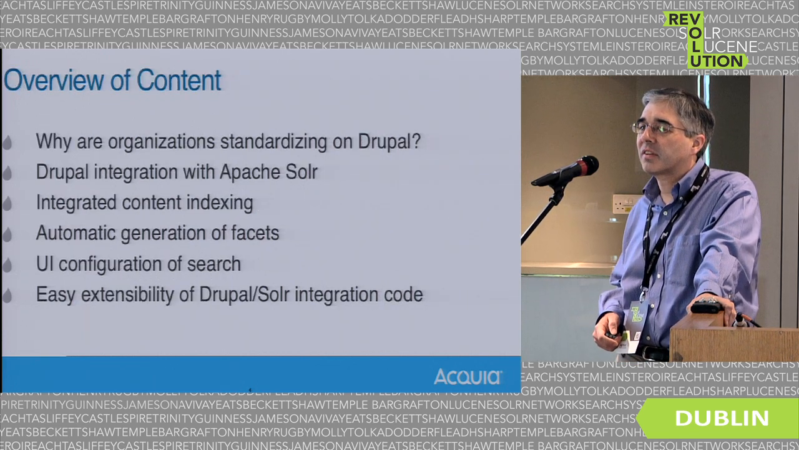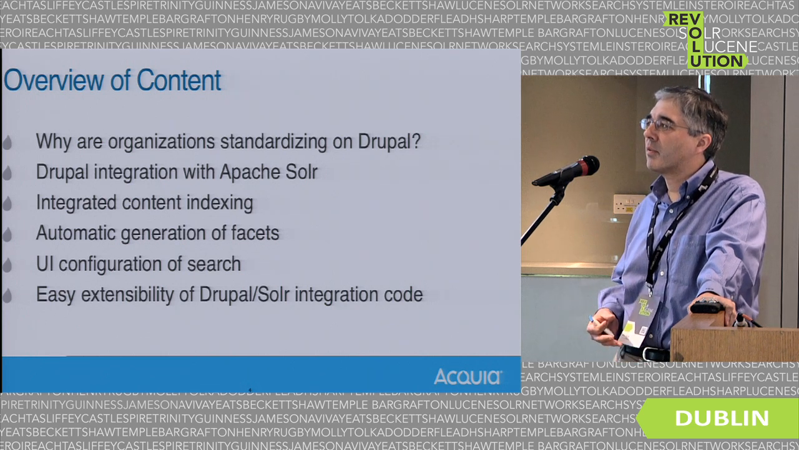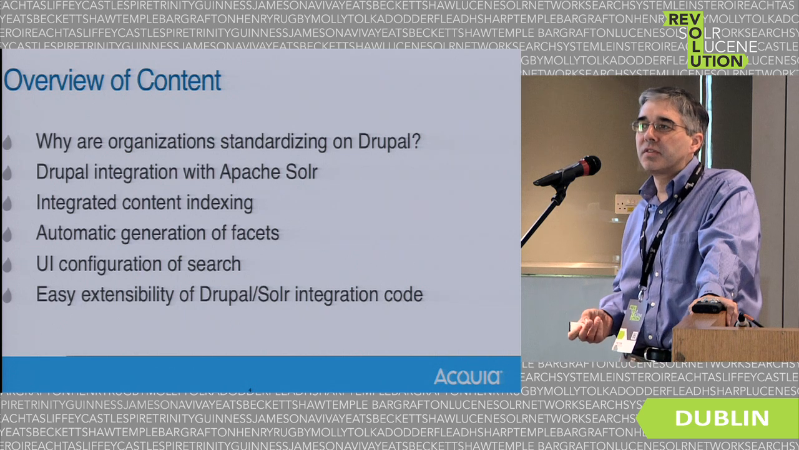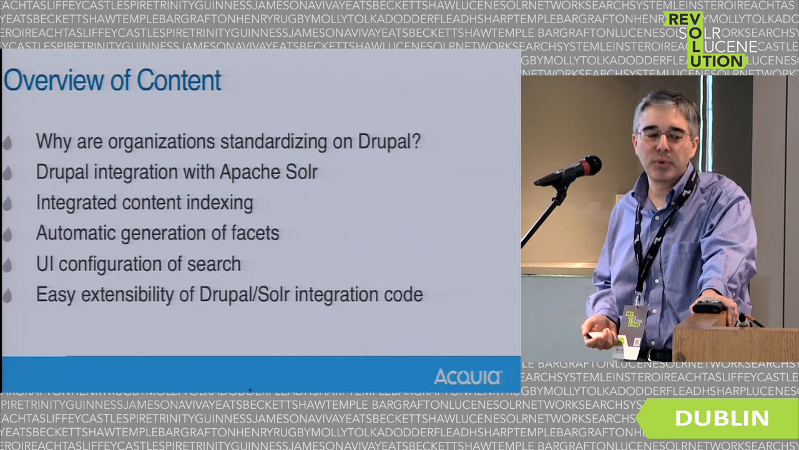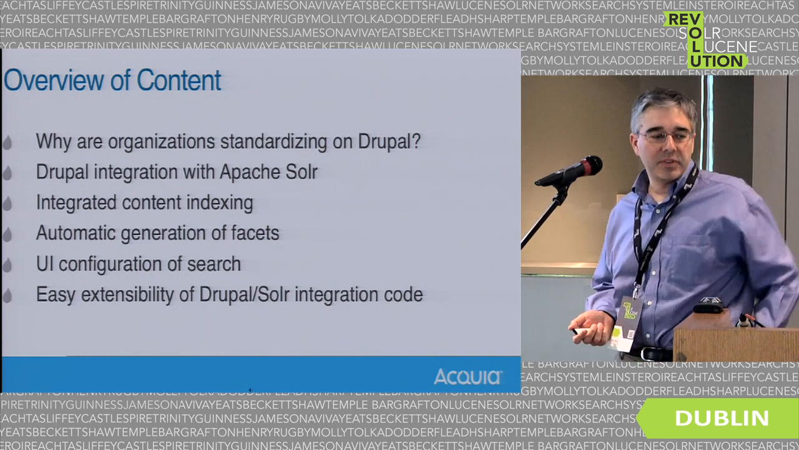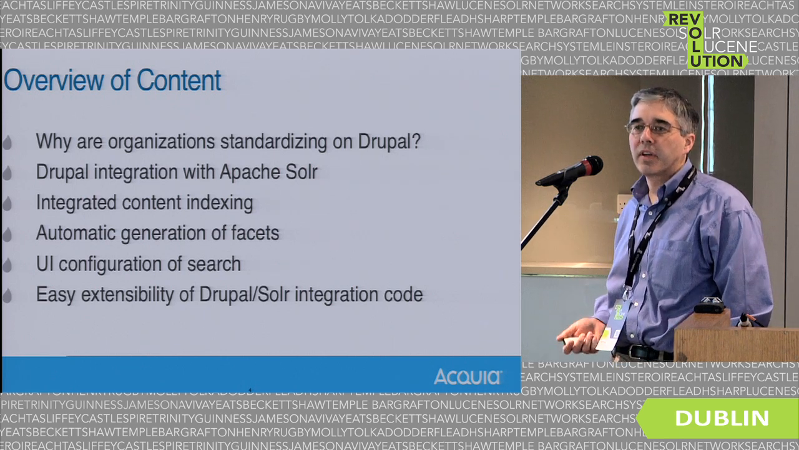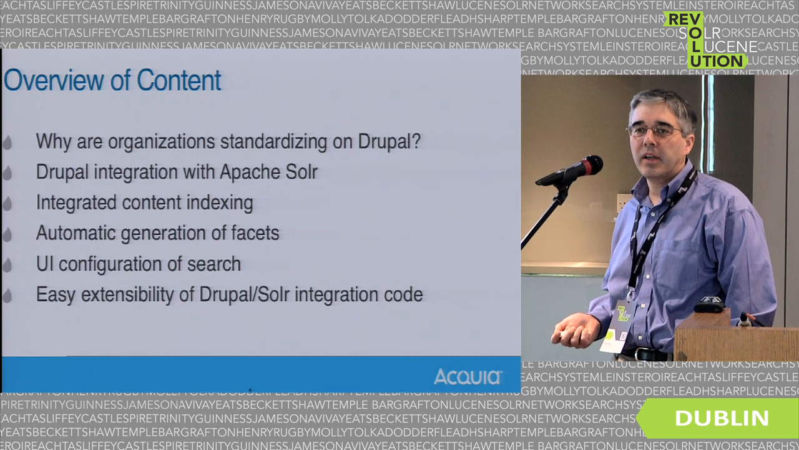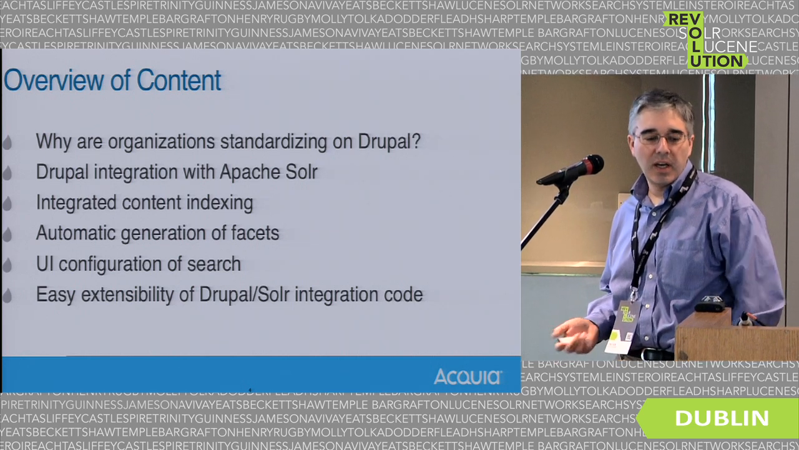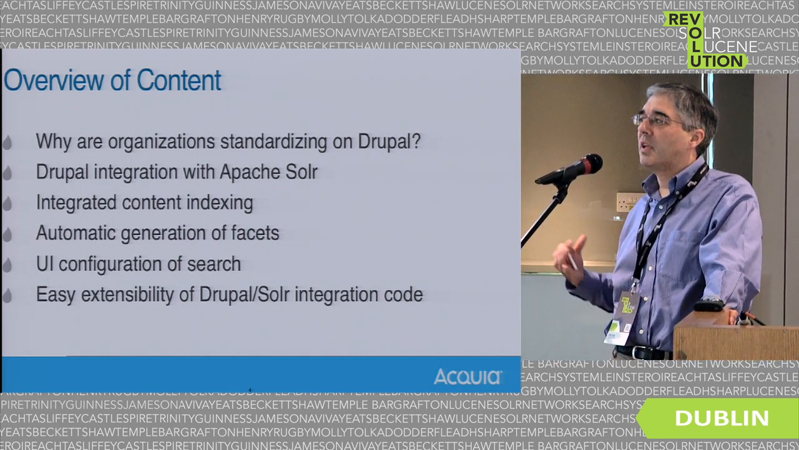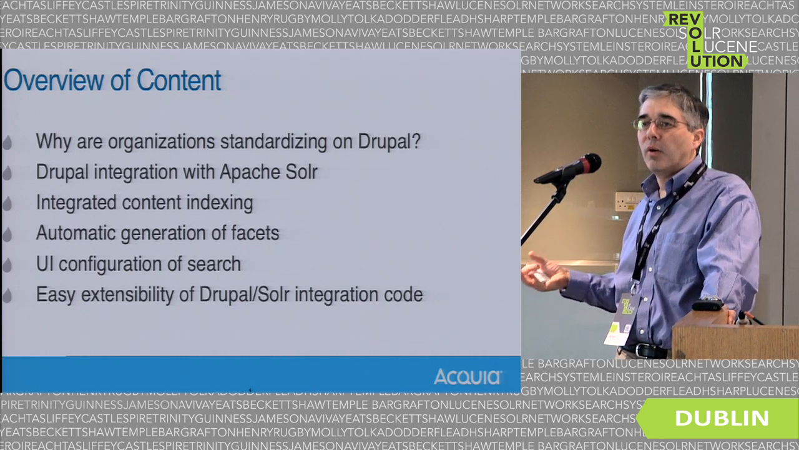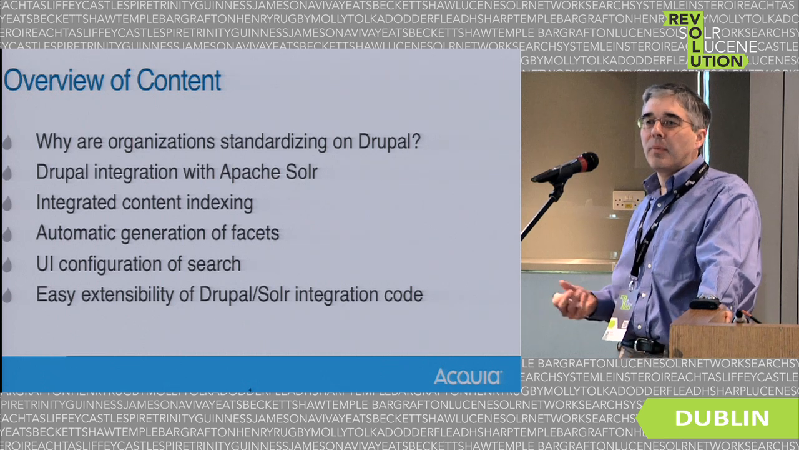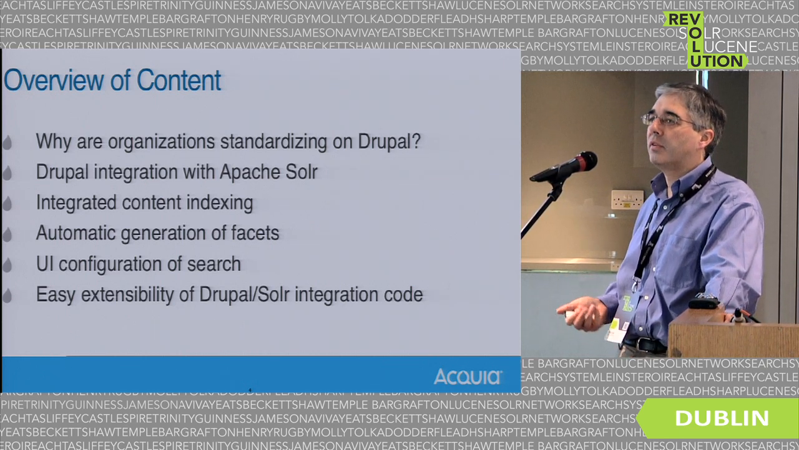In terms of what's in this talk, I'll tell you a little bit why we see organizations deciding that they need to standardize on Drupal. Tell you about some of the integration, including the content indexing, generation of facets, some of the UI configuration options, and then talk a little bit about the code level. So if you need to go beyond the UI, what you can do in code. But really, the take-home message I want you to have is that you don't have to do anything in code.